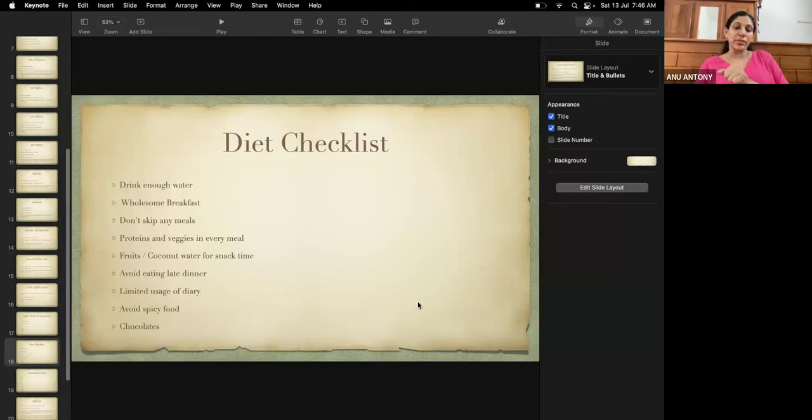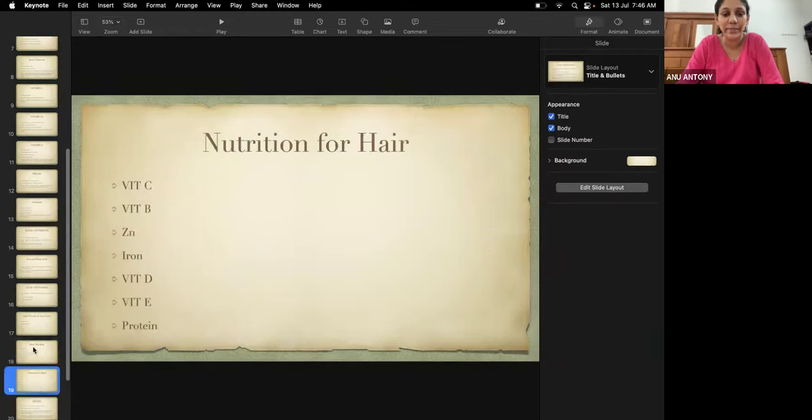Then spicy food. More spicy food is not good for the skin because it leads to more release, more gaining of toxins. That's why. Chocolates, as we discussed, you can go for dark chocolates high in cocoa. These should be the diet checklist for healthy skin and hair.